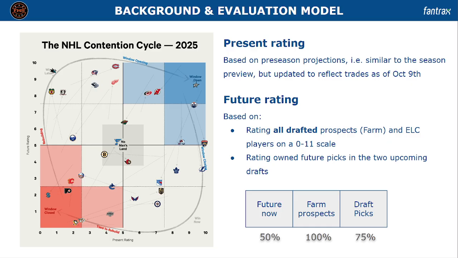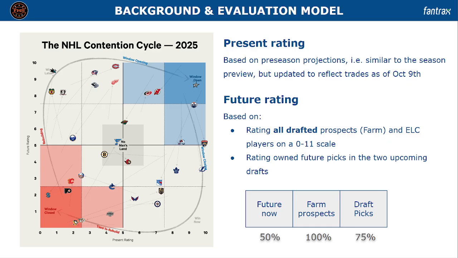So half of the value comes in the future rating, because all of their projections also count towards the present rating. So basically, this future now group is split in half, so they contribute half of their rating towards the present and half towards the future.